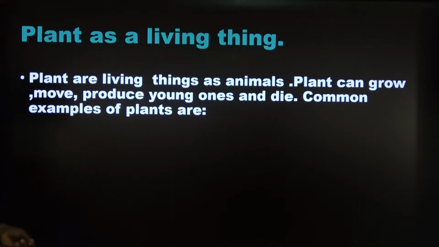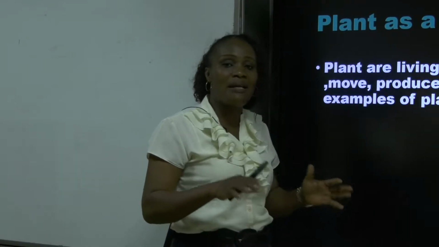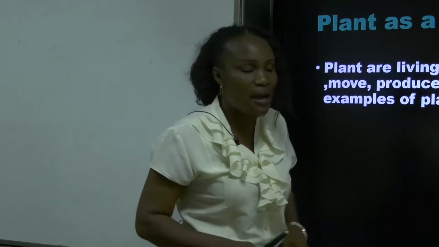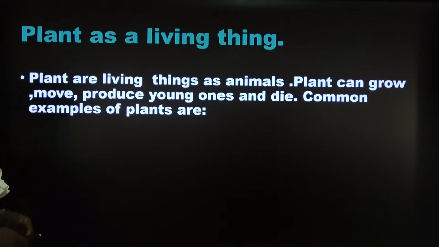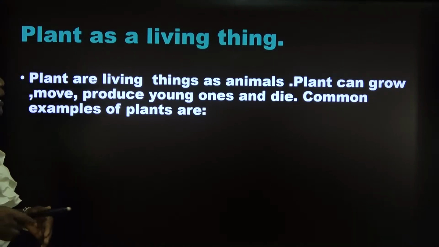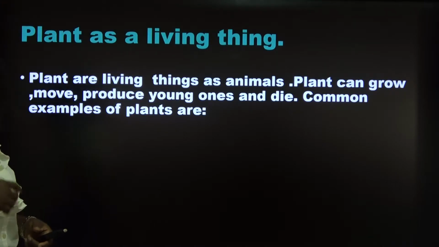Plants are living things. Earlier I told you we have plants and animals. They are living things we have in our environment. So let's look at plants as a living thing. Plants are living things like animals. Why? They can grow, they can reproduce, and they can also die. And we have examples of common plants.